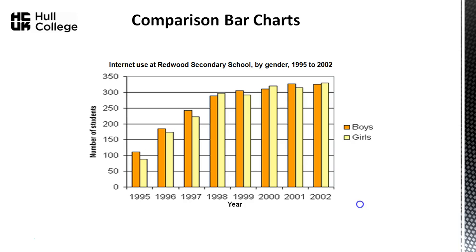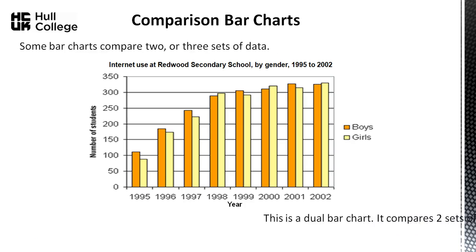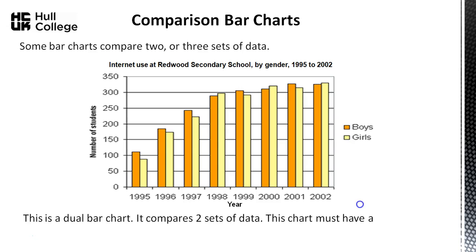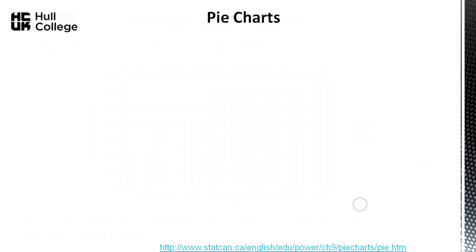Comparison bar charts. These compare 2 or 3 sets of data. This is a dual bar chart. It compares 2 sets of data. This chart must have a key. The key identifies the bars.